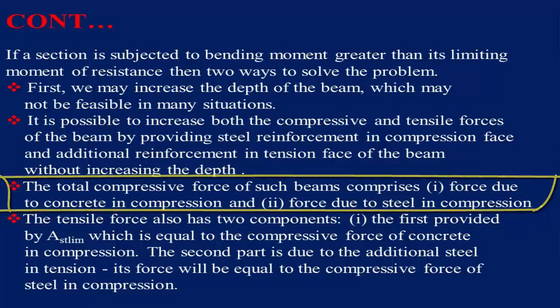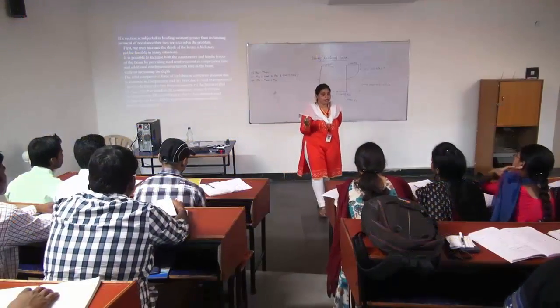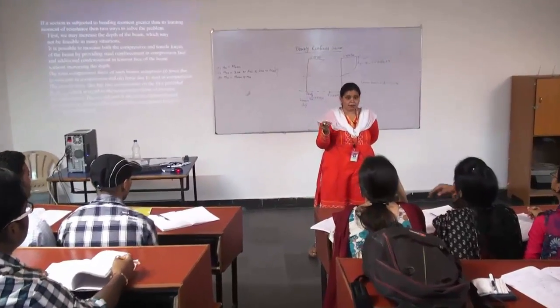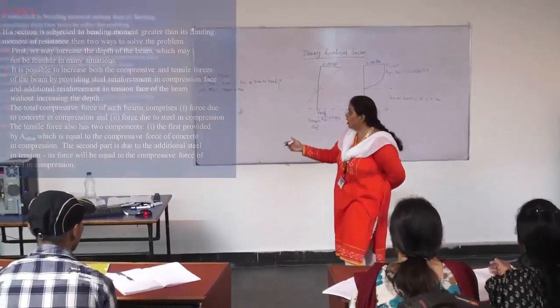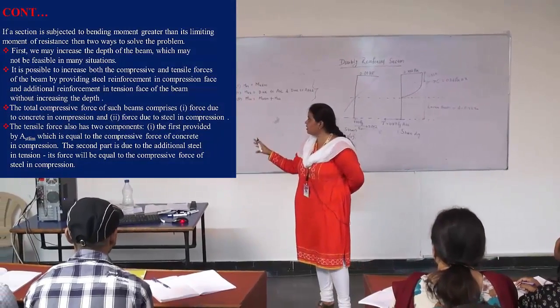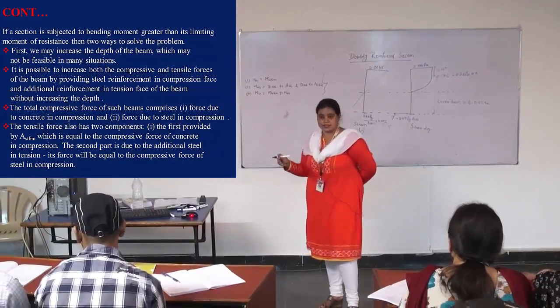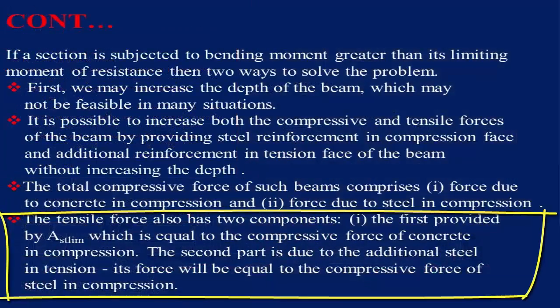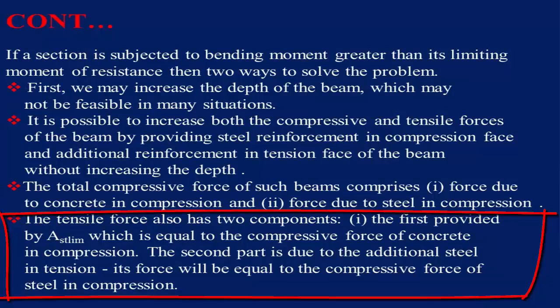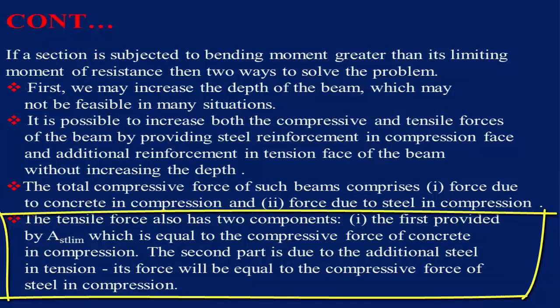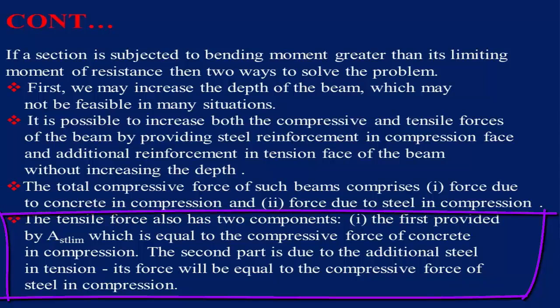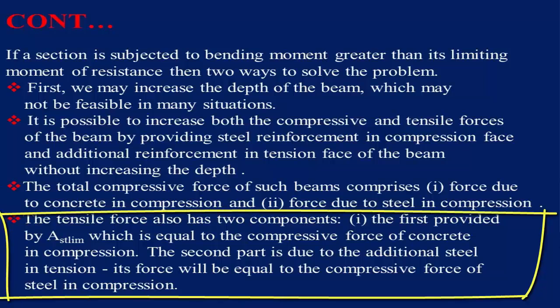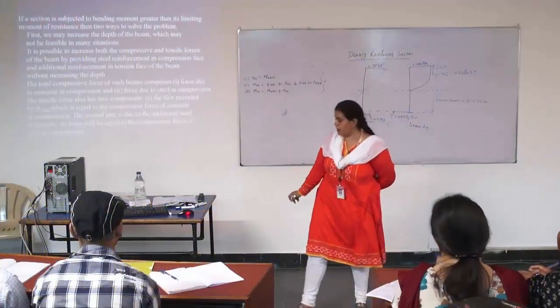The total compressive force, how do you calculate it? Compressive force means stress. How do you calculate the force due to steel in compression and the steel in tension also? The first part is provided by Ast limit, which is equal to the compressive force of concrete in compression. And the second part is due to the additional steel in tension, its force will be equal to the compressive force of steel in compression. By using this concept you are going to design the doubly reinforced section.